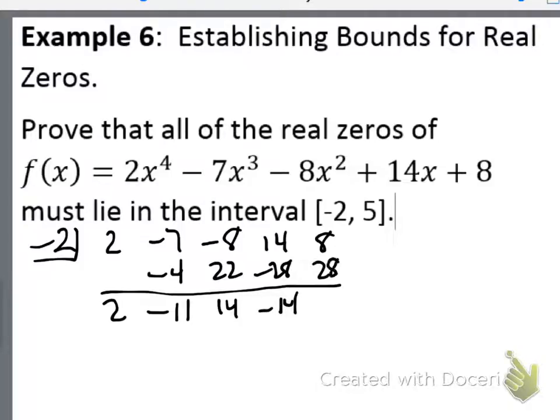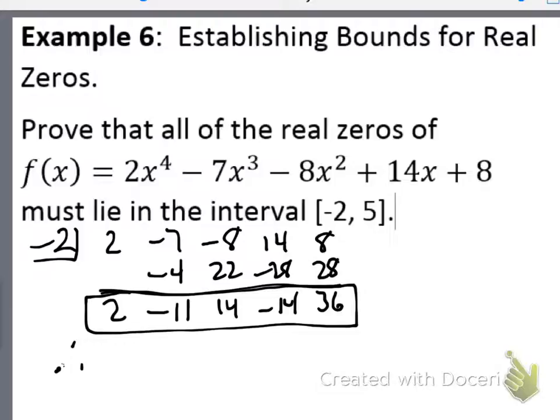multiply, add. Now, again, we're not looking for a zero remainder, guys. We're not looking for that. What we are looking for is, if -2 is the lower bound, then the signs down here must all alternate. And as you can see, they do. Positive, negative, positive, negative, positive. So they alternate, which means, therefore, -2 is a lower bound.